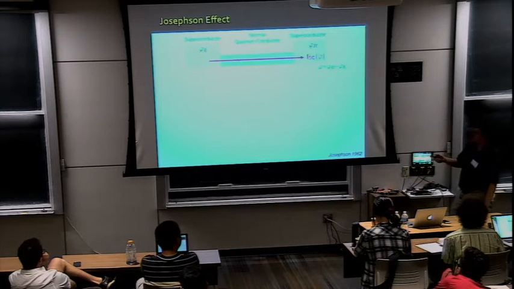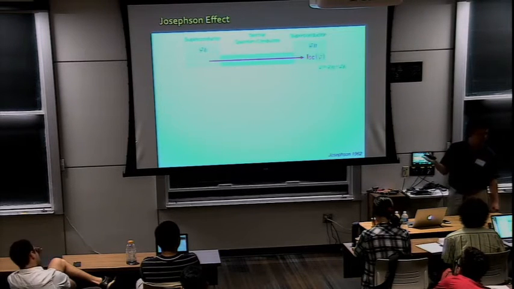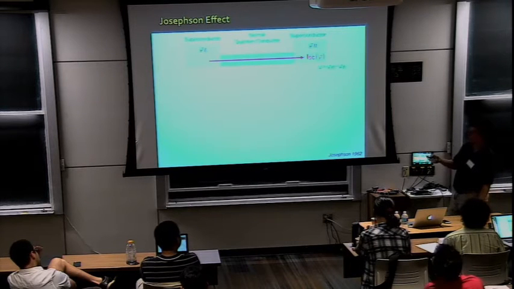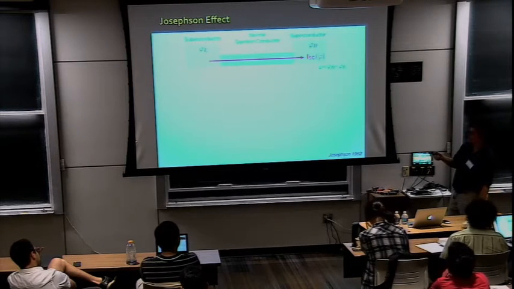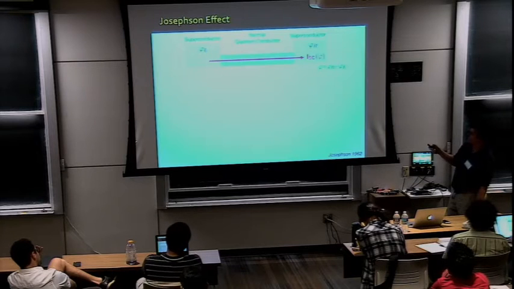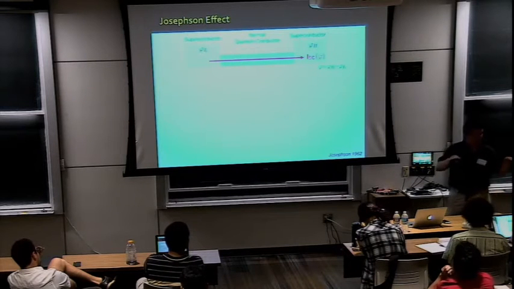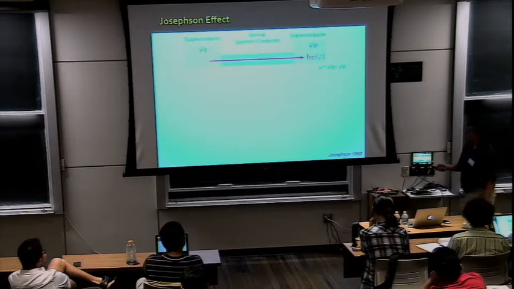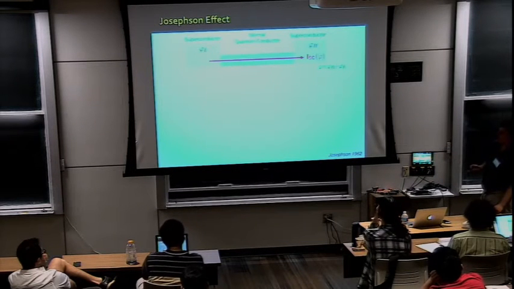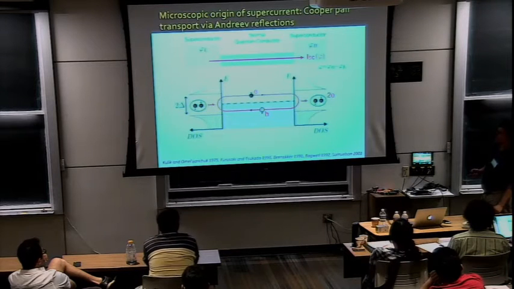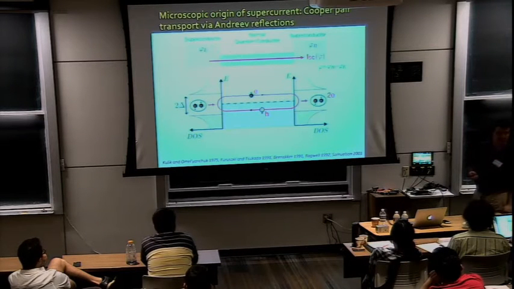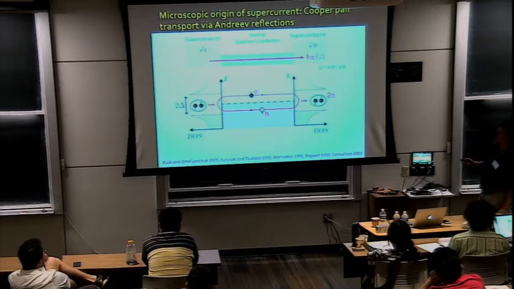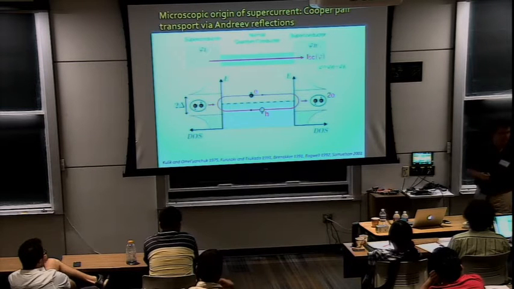This Josephson effect, the supercurrent that flows between these two superconductors, is not driven by a voltage which is applied to it. It's something that occurs in the absence of voltage. It's driven by the phase difference phi between the order parameters of the two superconductors that are attached to your normal conductor. Now, this was predicted a long time ago, but our modern understanding of the microscopic origin of the supercurrent and the Josephson effect is that Cooper pair transport occurs via a process called Andreev reflection.